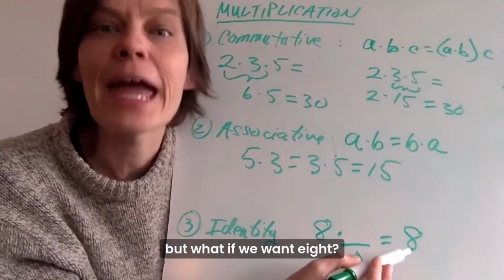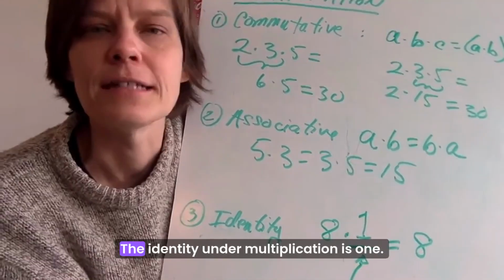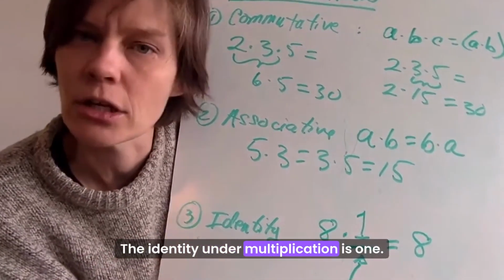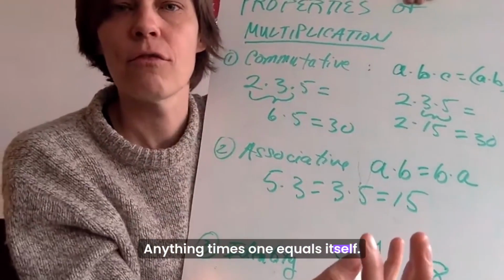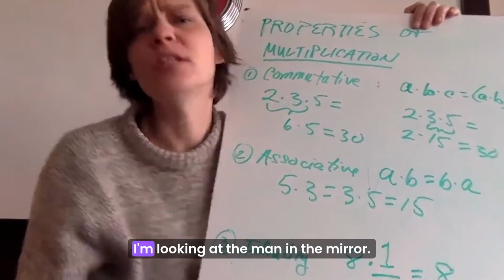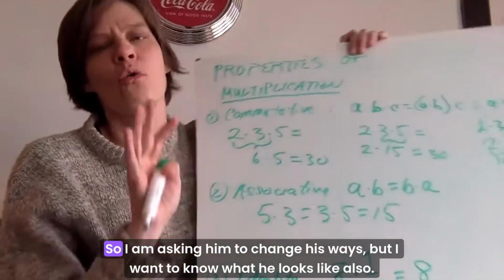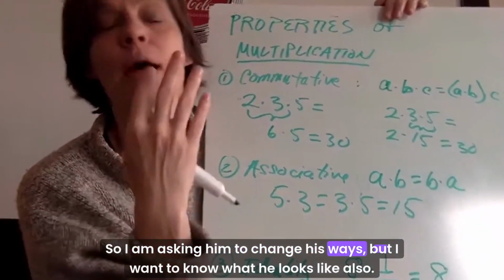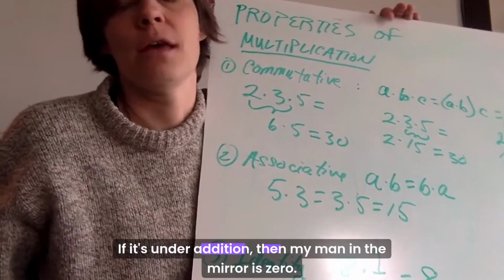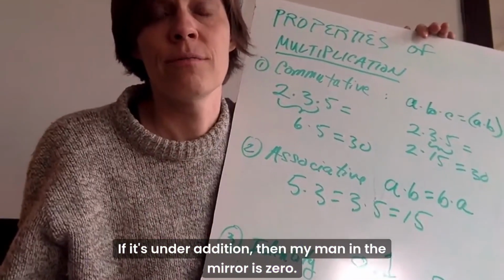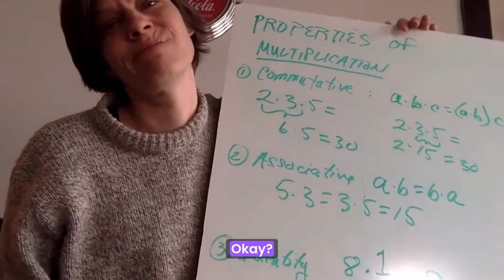But what if we want 8? How many times have we counted 8 to get 8? The identity under multiplication is 1. Anything times 1 equals itself. That's why it's the identity. I look in the mirror. I'm looking at the man in the mirror. Oh yeah, it's that kind of a day, okay? So I am asking him to change his ways, but I want to know what he looks like also. If it's under addition, then my man in the mirror is 0. I'm adding 0 to myself to look at myself. And if it's under multiplication, it's 1.